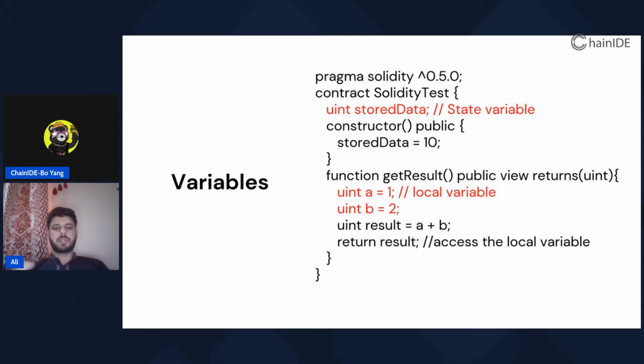State variables can be used in the whole contract, inside the function and outside the function. The local variables can just be used inside the function. So these are local to the function in which they are declared.